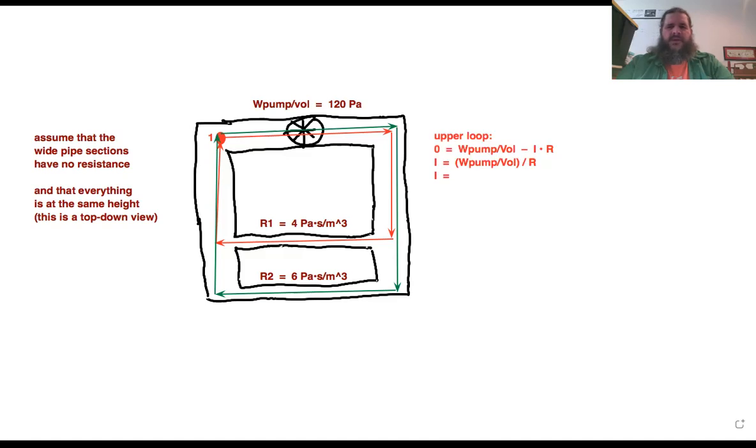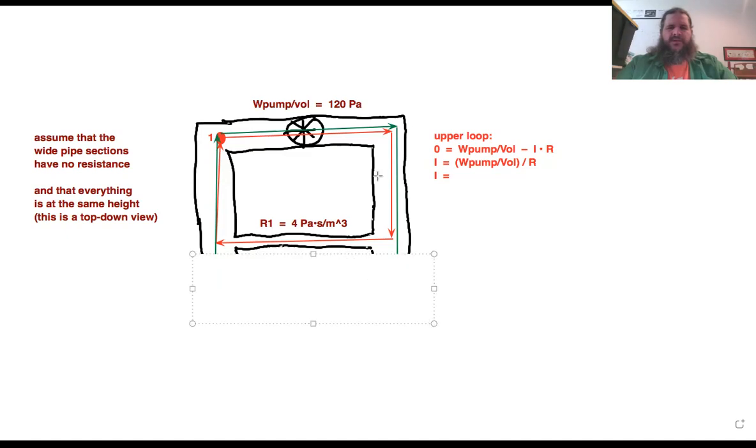If we fill in the work density of the pump and the resistance, but for just this upper loop, so ignoring the lower loop entirely. Like 120 over 4? Yeah. This loop, the only resistance we're passing through is narrow pipe number 1. So we get 120 for the work density of the pump divided by 4 for resistance 1. So 120 over 4, that'll be 30 meters cubed per second.